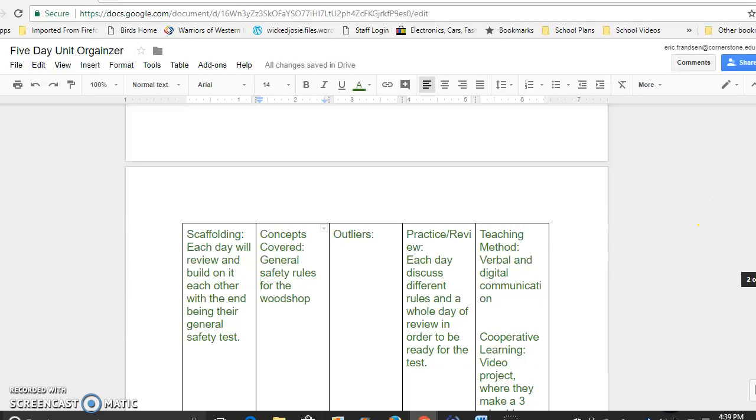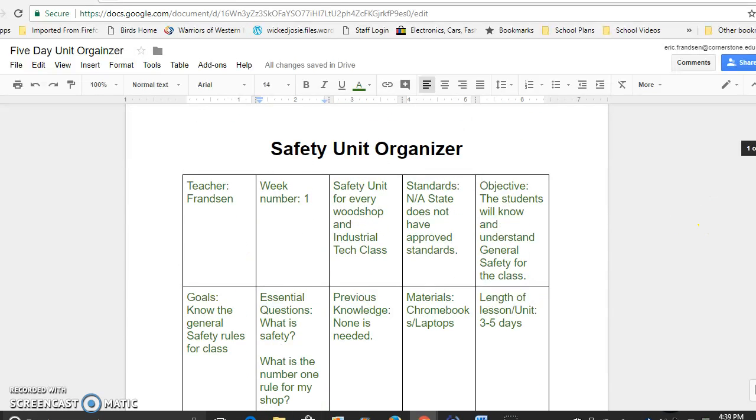Alright, so today I'm going to talk to you guys a little bit about my 5-day safety unit organizer that we have to do for this class. This is for all my students that have to take my classes, whether it be a woodshop class or my industrial technology class, where they do multiple different things. This is just for me that we go through general safety so they understand certain aspects of it. So this is used for every shop class that I use.